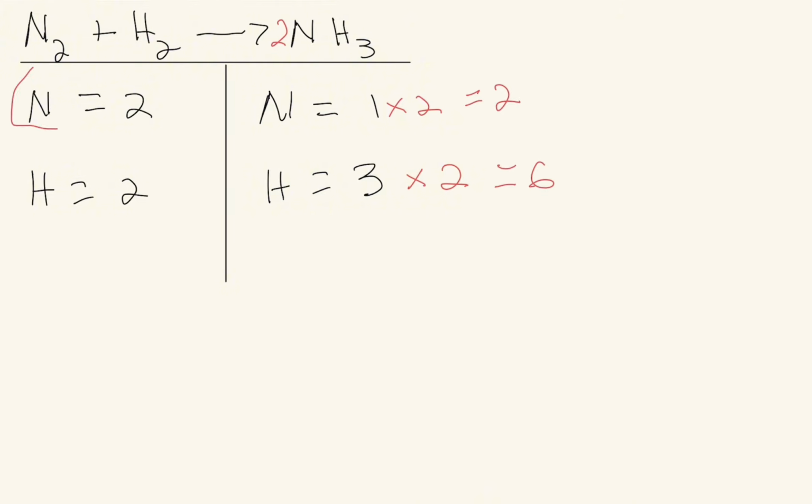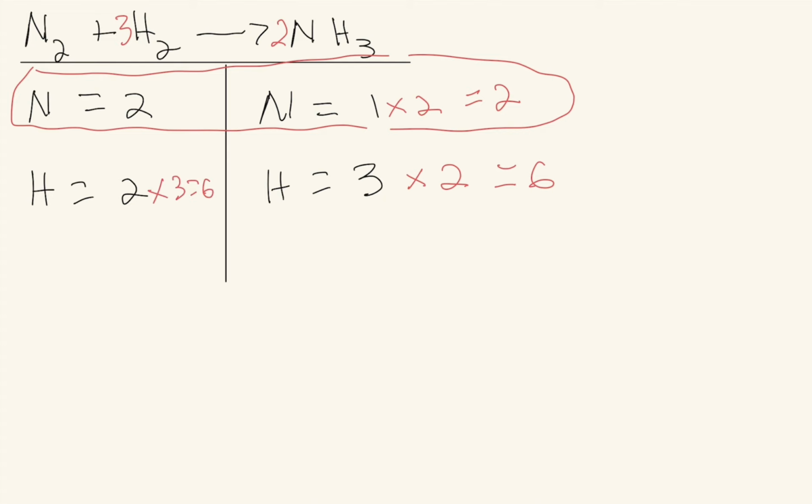So now this top part is good. And the bottom part, where we have 2 hydrogens and 6 hydrogens, is not good. So we need to now multiply this hydrogen by 3. So 3 times 2 will equal 6. And that would be considered the balanced chemical equation.